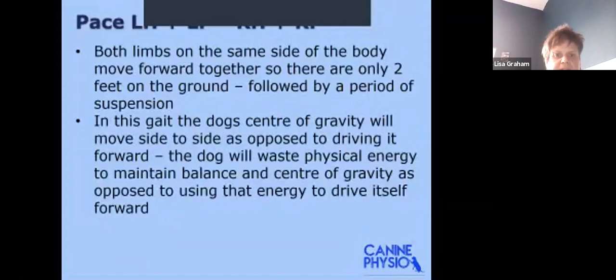And in this gait, as opposed to the dog's center of gravity moving from the back legs up through the back into the front limbs, the center of gravity shifts left to right. And this wastes an enormous amount of energy for the dog. It makes it more difficult for them to maintain balance. And the center of gravity is completely off center for these dogs as well.